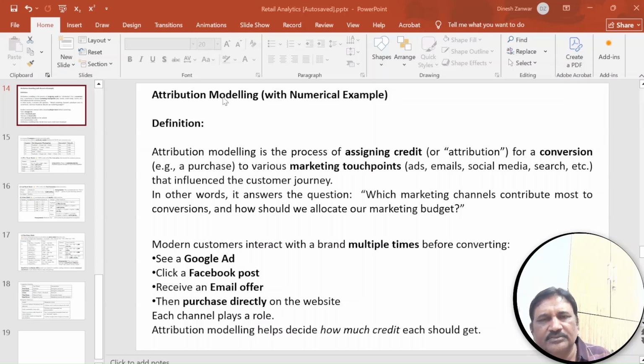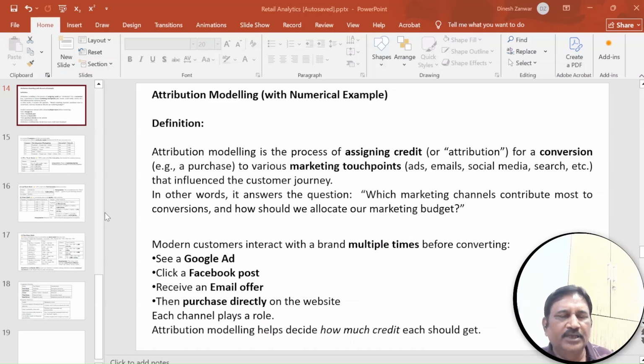So that 1000 gets distributed as 200, 300, and 500 credits, depending upon the recency of the interaction. Then in a similar way, GA, email, and direct: the 2000 value will get distributed, with GA getting 400, 20% of 2000, email 30% of 2000 is 600, and direct 50% of 2000 is 1000. In a similar way, Facebook. Now there are only two touch points in this journey.